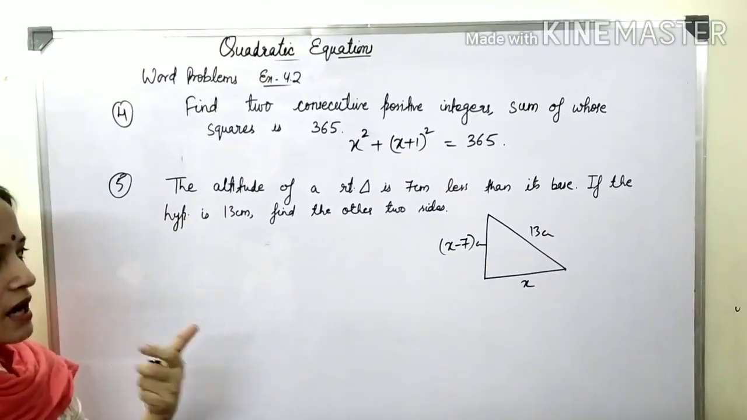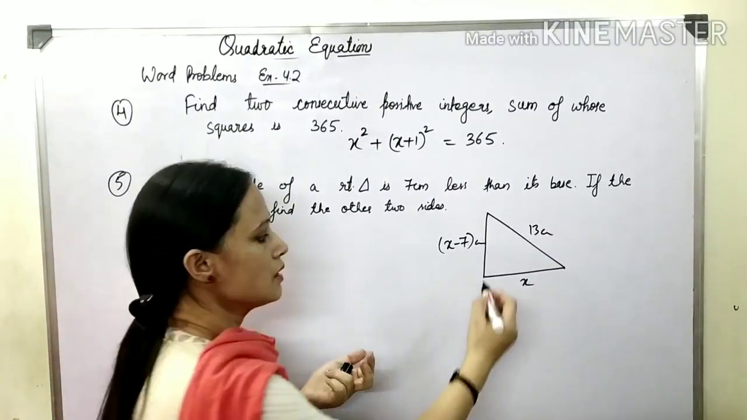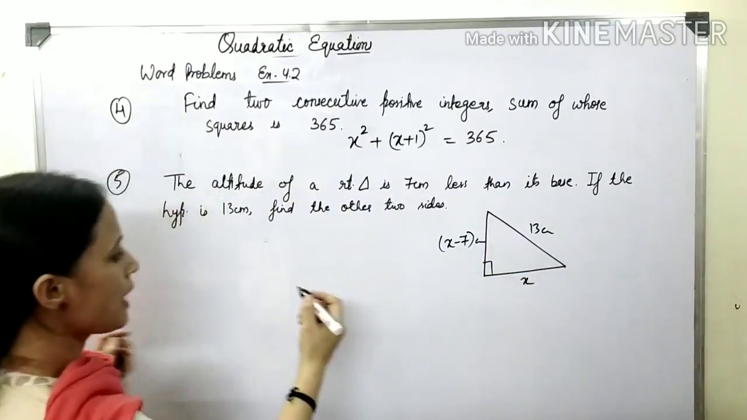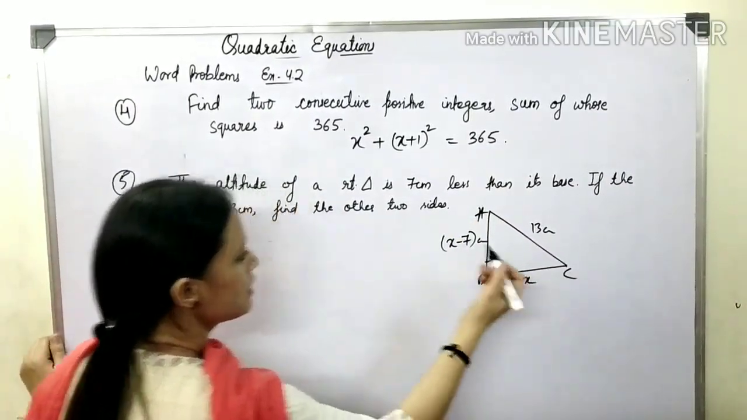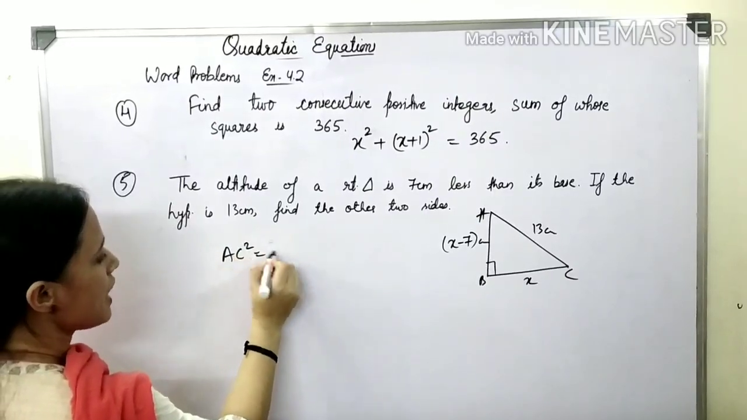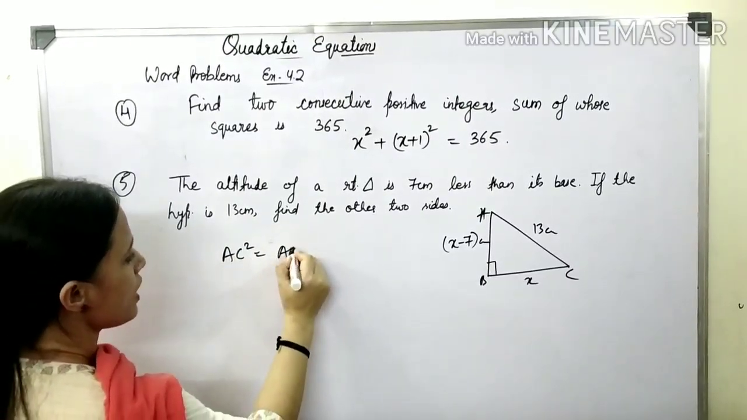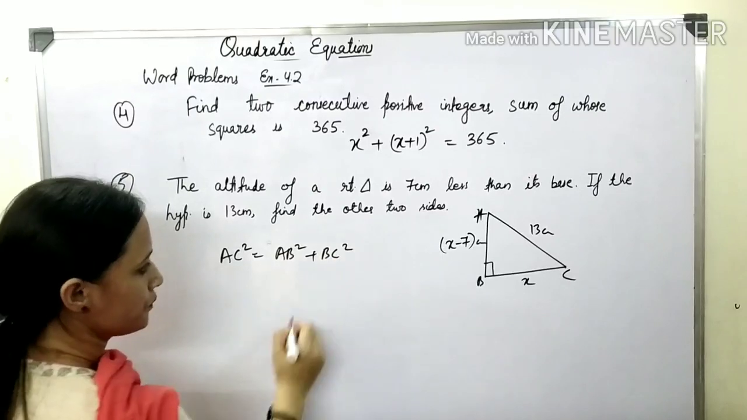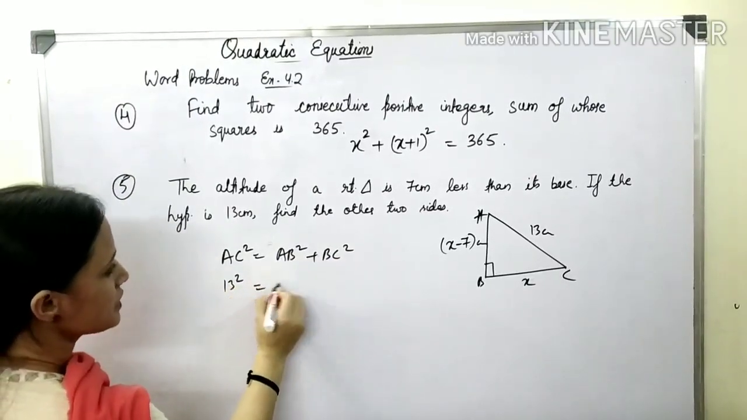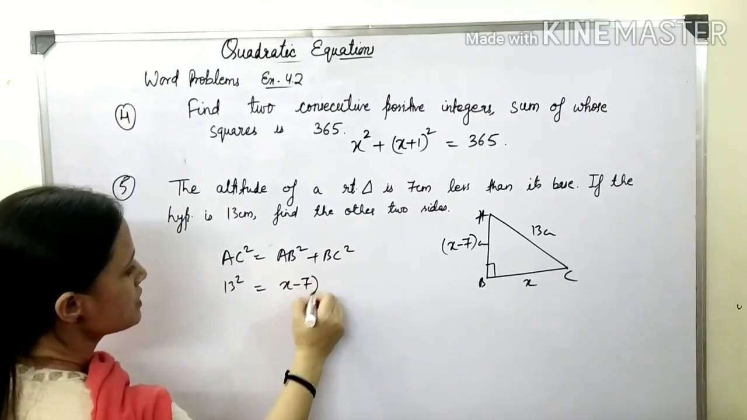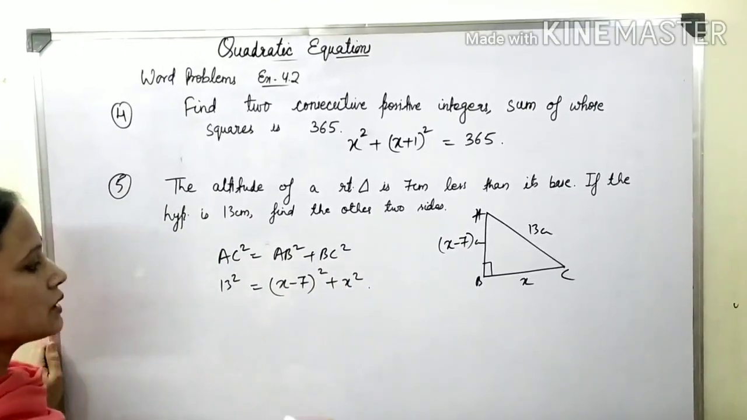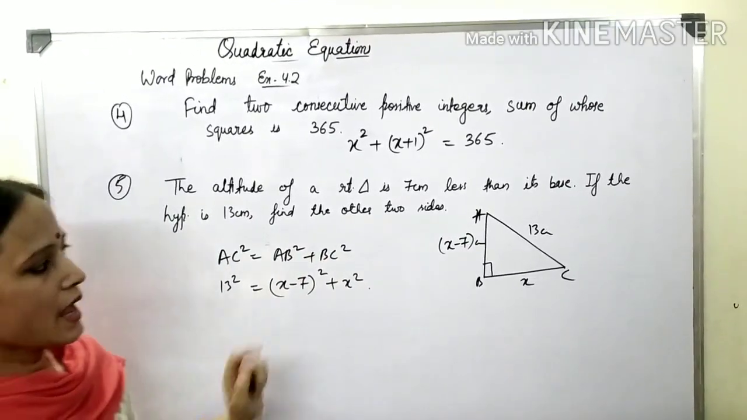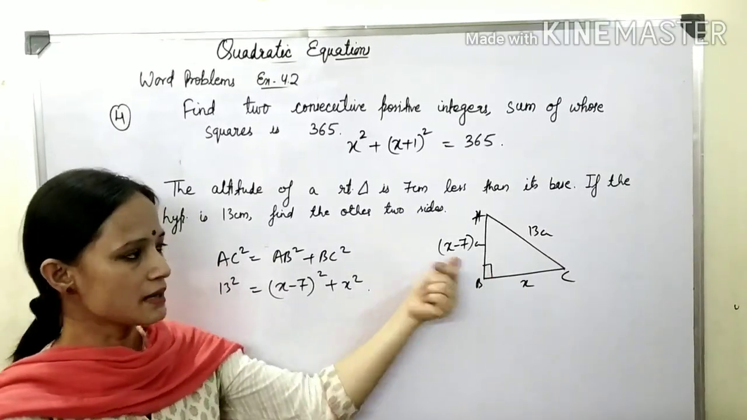Now here you just have to apply the Pythagoras theorem. The three sides are given. We know that if this is the triangle ABC, AC square, that is the hypotenuse square, is equal to AB square plus BC square. That is, 13 square is equal to x minus 7 whole square plus x square. I hope you will be able to solve it further and easily find the values of x, meaning the base and the altitude.